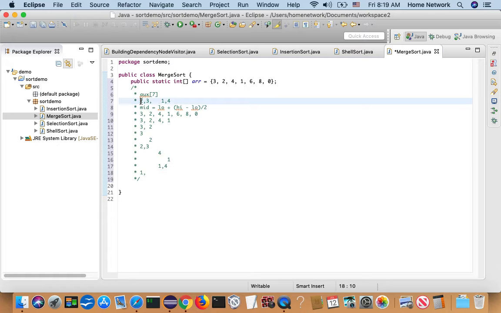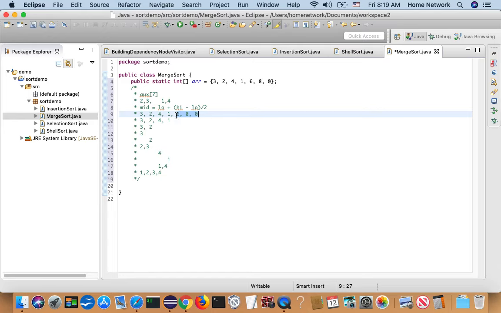And we compare 2 with 4. 2 is smaller, so we put it back. And 3 with 4, 3 is smaller. Then whatever is left on the right half, we copy it back. And we just merged those two subarrays. So we're done with the left half. Now let's deal with the right half.